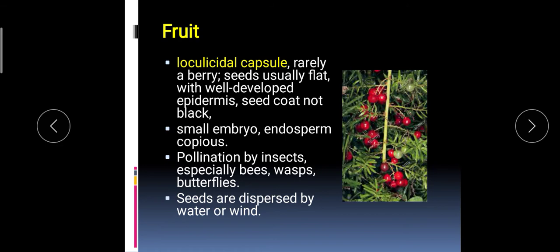And the fruit is a capsule, usually a loculicidal capsule. In some cases a berry is also present, and a small embryo with endosperm is present, and pollination is by insects. Seed dispersal is by water or wind. They are all typical features, nothing special in that. Capsule is a common one.